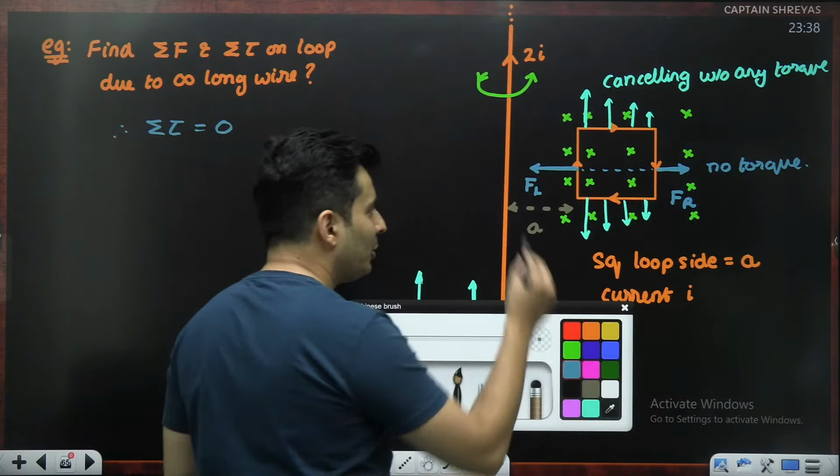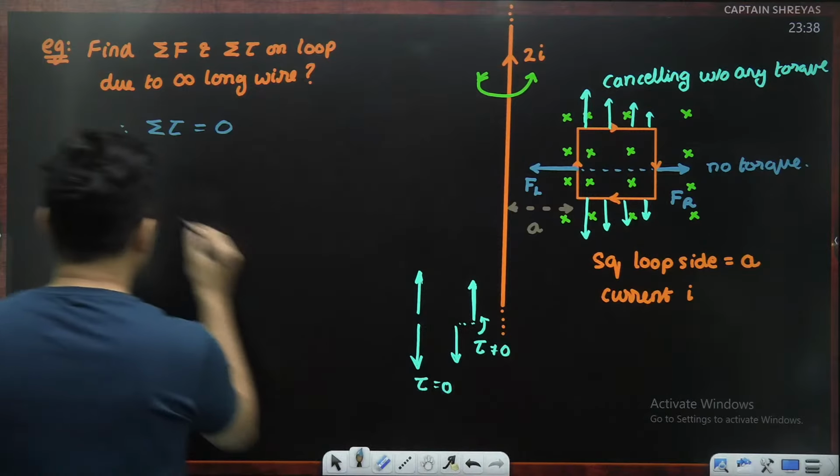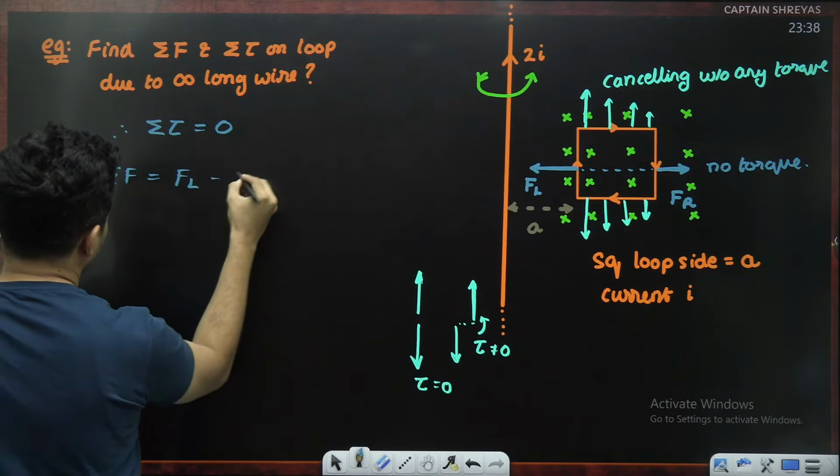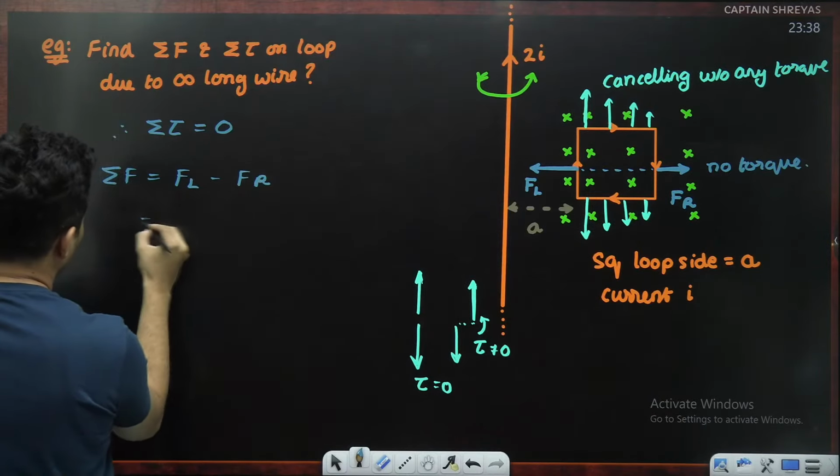Okay, now about the force. See, the net force will be the force towards the left minus the force towards the right.